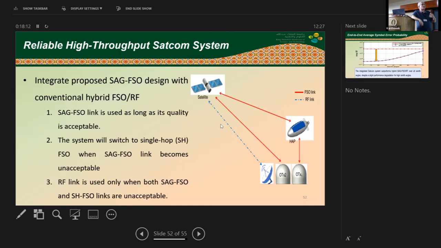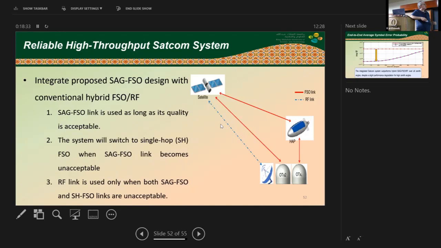So our ultimate design is one where you start with the relay FSO link. If it fails, you try to go to another FSO link, as an extra diversity link. And if both fail, you switch to an RF link. So it's a three-fold diversity system. And obviously, this is going to be more expensive, but it will give you the best performance.